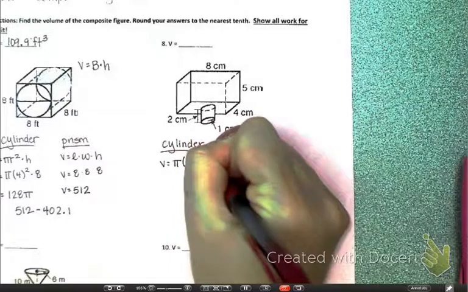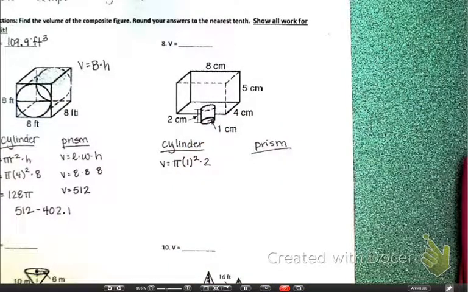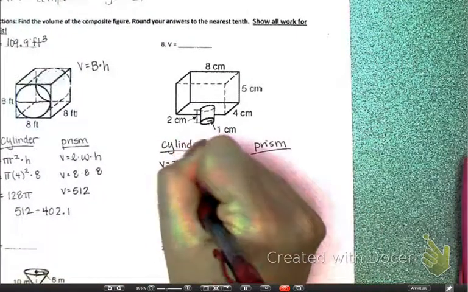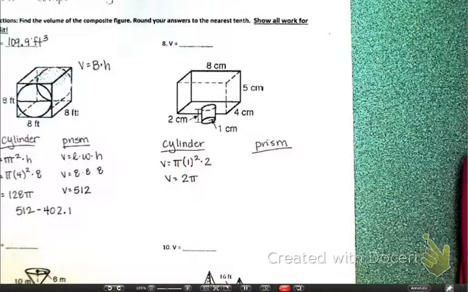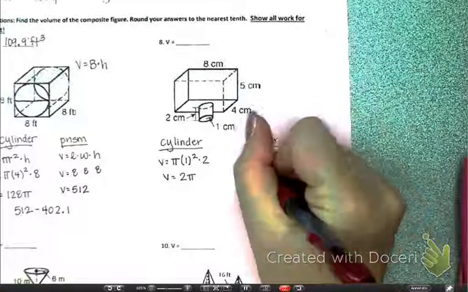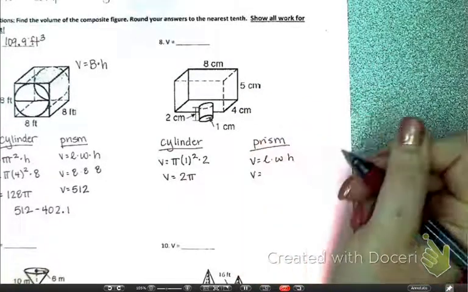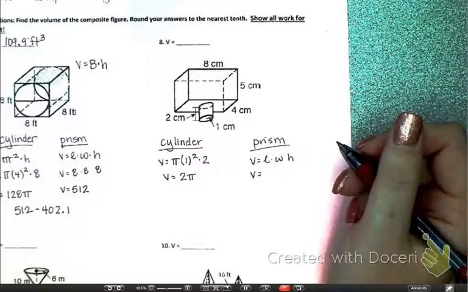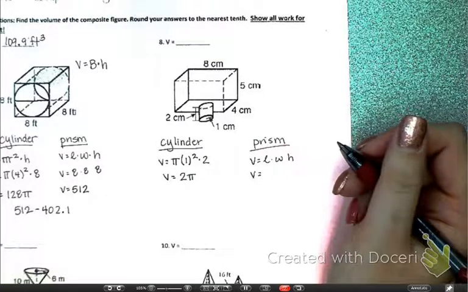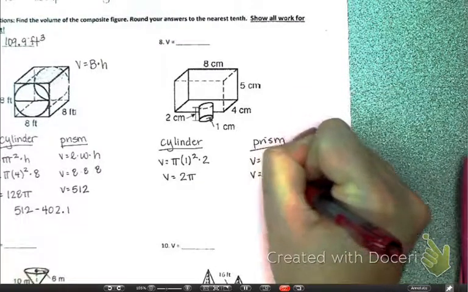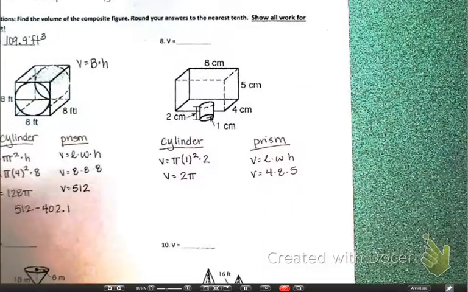Okay, so you have your pi r squared, your radius is 1, your height is 2. We know 1 squared is 1, times 2 is 2, so this really is 2 pi, right? For the prism, length times width times height. What's the length and the width of the base of this prism? 4 and 8. And then my height is 5.